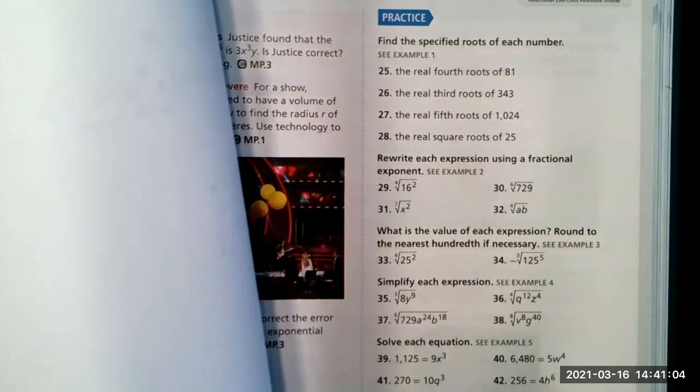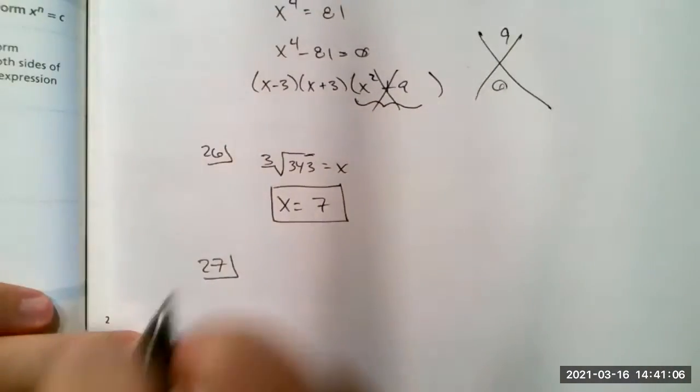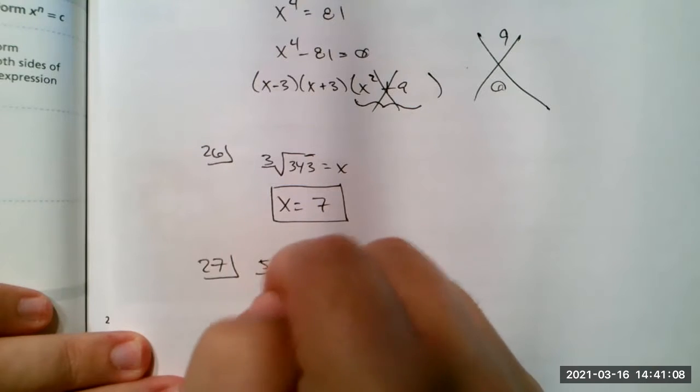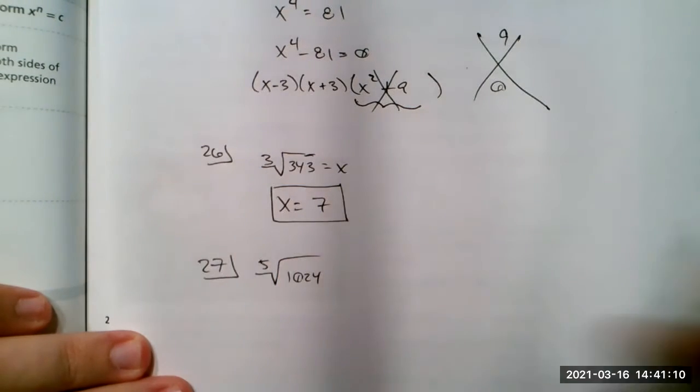27, the real fifth roots of 1024. So the fifth root of 1024.